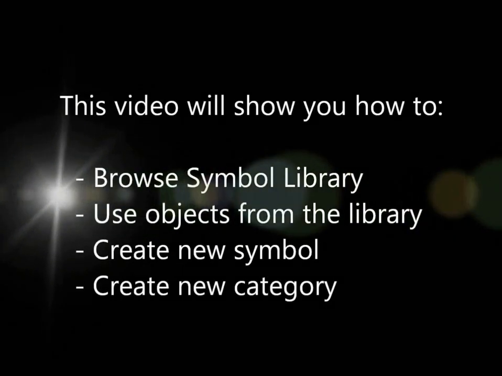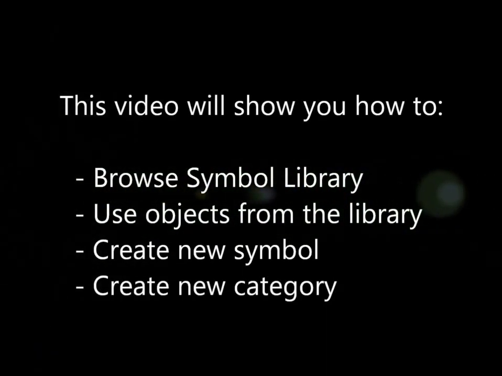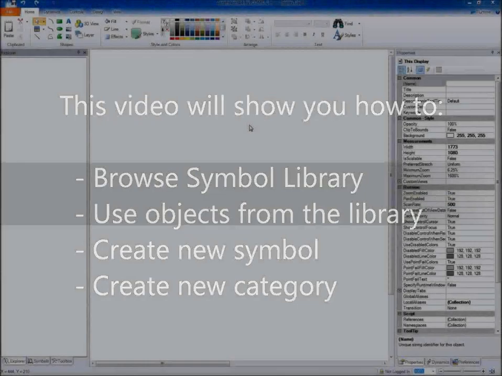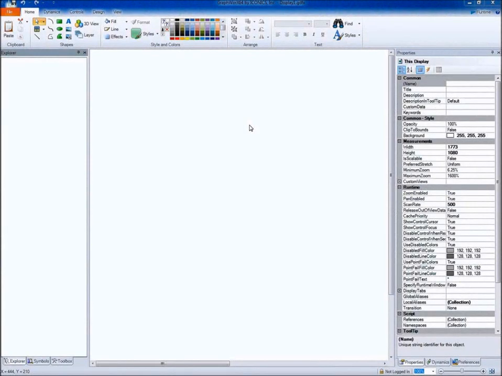This video discusses how to browse the symbol library in order to use symbols in the library. It also covers the addition of new symbols or new categories of symbols into the library. GraphWorX64 comes with a predefined set of symbols, which are objects you can use to build up your applications.